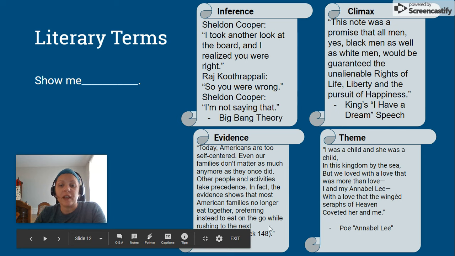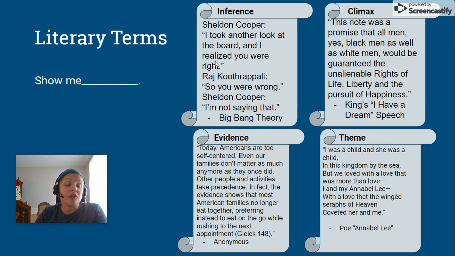And here are the answers. Evidence is very clearly given away because it's actually got a citation right there, an MLA in-text citation. Inference, the big giveaway is, I took a look at the board, I looked at the evidence and realized you were right. So Sheldon admits that there is an inference that he made right there.